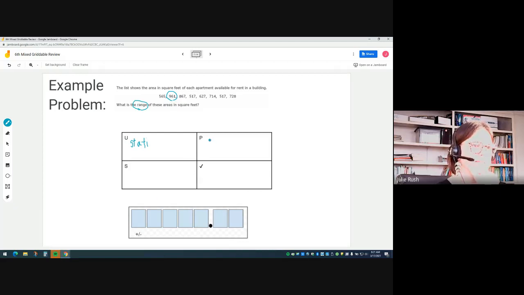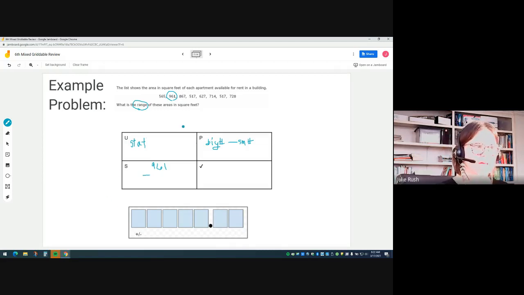Okay, so my plan is to subtract. It's a stat problem looking for range. So I'm going to subtract the big number and the small number. So we have found our biggest number, which is 961. So I'm going to put that on top. And then we are going to subtract our smallest value.